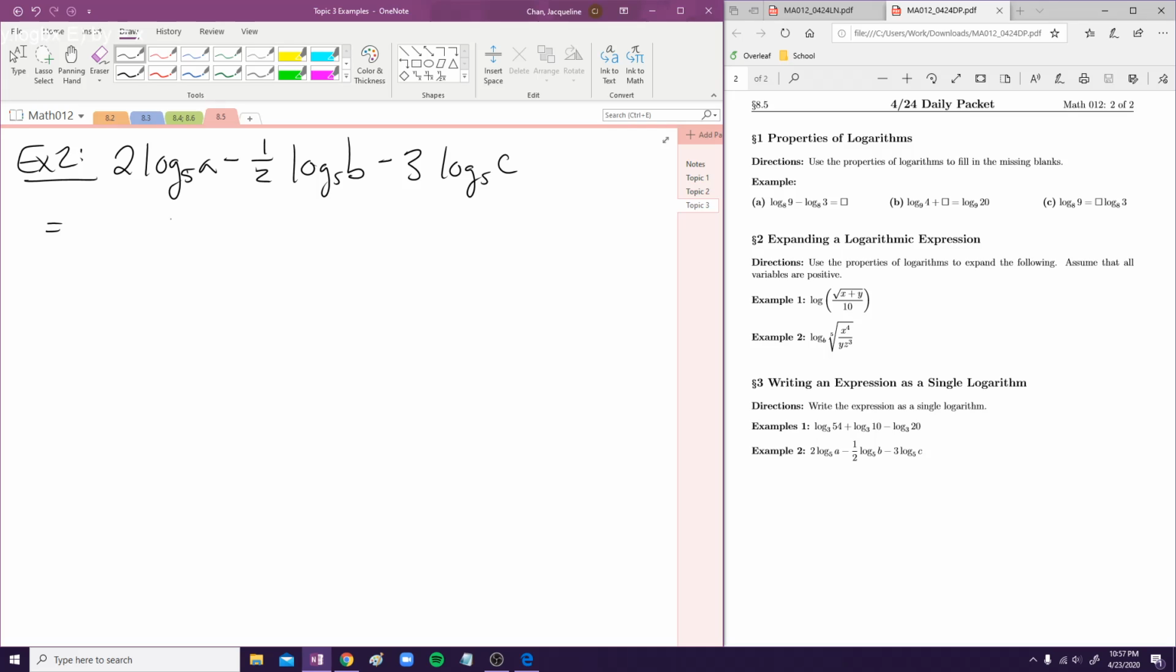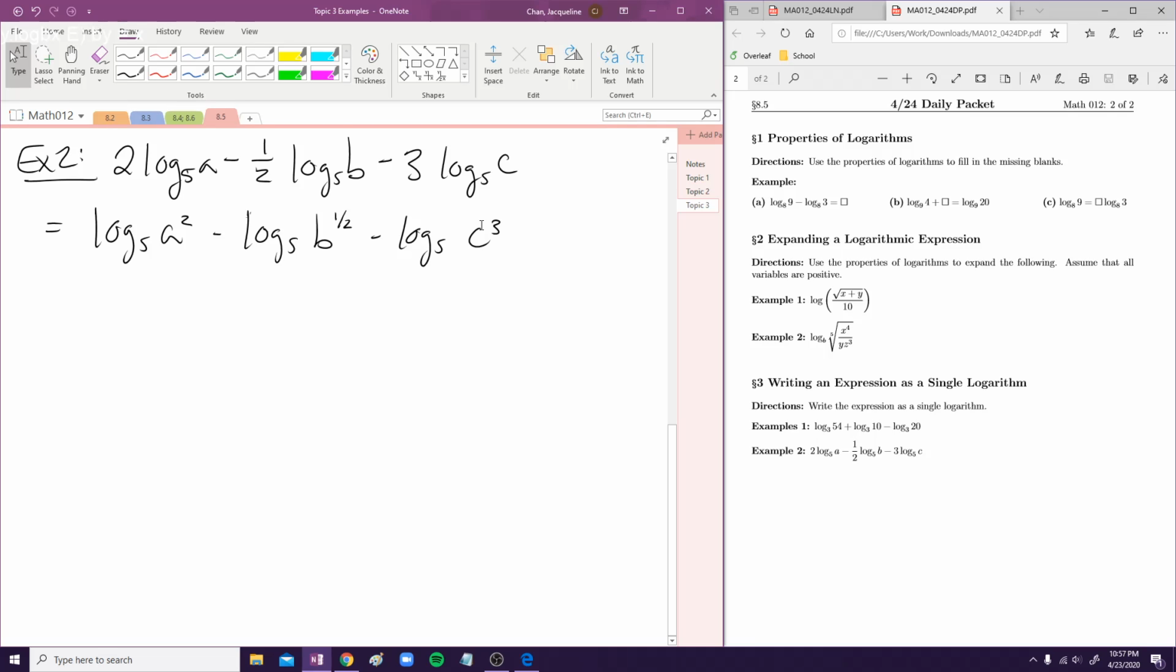When I see this, what I like to do, which we didn't have to do in example 1 because we didn't see it, is that if I have a coefficient in front of my logarithm, that's the first thing I do, always. I always bring it to the power. Each of them has a coefficient, so let's go ahead and do that. So this becomes log base 5 of A squared. This is log base 5 of B to the 1/2. And this is log base 5 of C cubed.